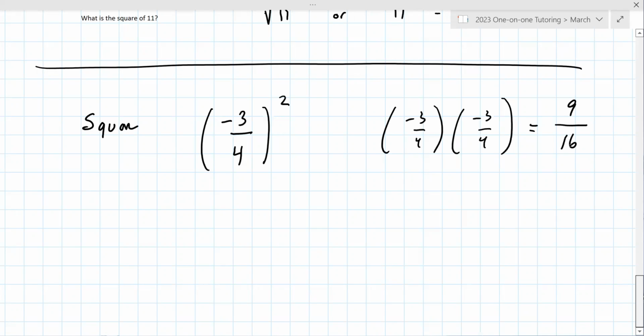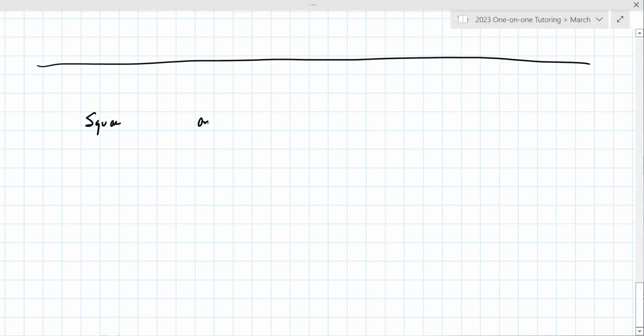I want you to square 8/17 for me, please. It would be 64/289. Yes, very good. Excellent. Now we're going to switch to variables, because you can both square and square root variable expressions.